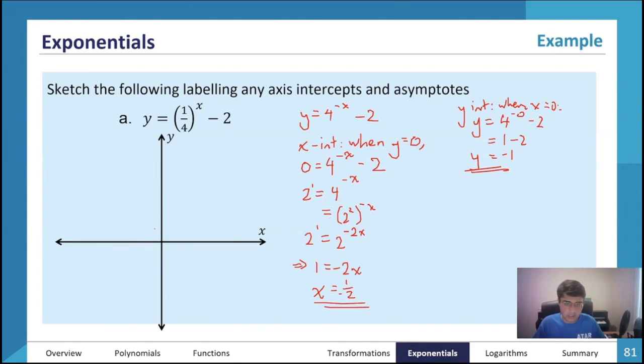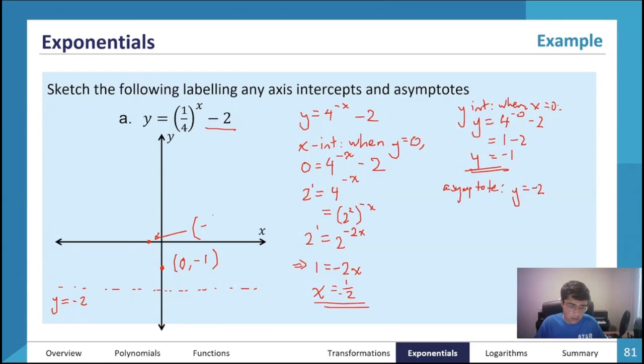So we'll plot these points out. The other thing we want to consider is the horizontal asymptote, which in this case we have a translation of 2 units down, so it's going to be y equals negative 2. So we'll draw out our asymptote crudely there. There you go, y equals negative 2. We know that the graph passes first of all through y equals negative 1, which is about there. That's going to be 0, negative 1, as well as x equals negative half.